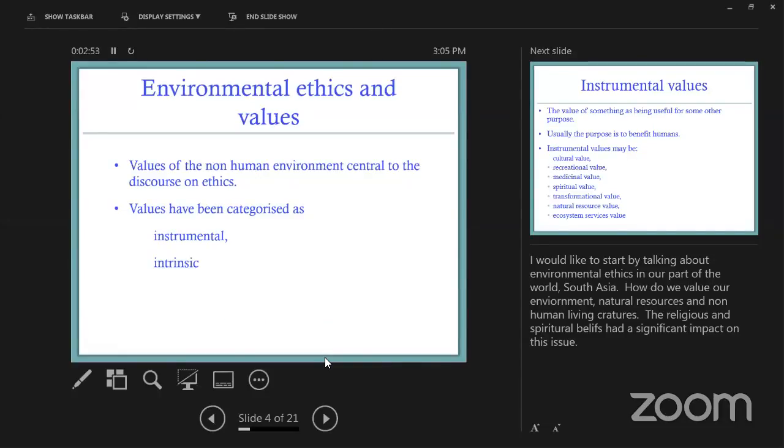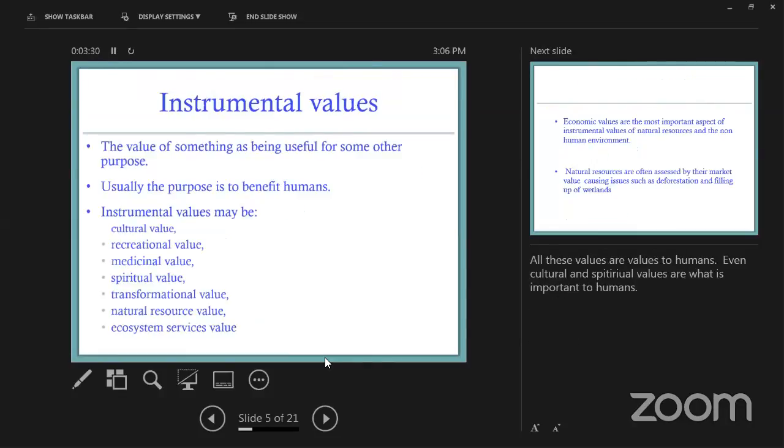When we go on to the issue of values, the values of the non-human environment to us humans is central to the discourse on ethics. These values have been categorized as: do we see the non-human environment as having purely an instrumental value for us? Or do we also see it as having an intrinsic value for us? Let me just talk a little bit about these two value systems.